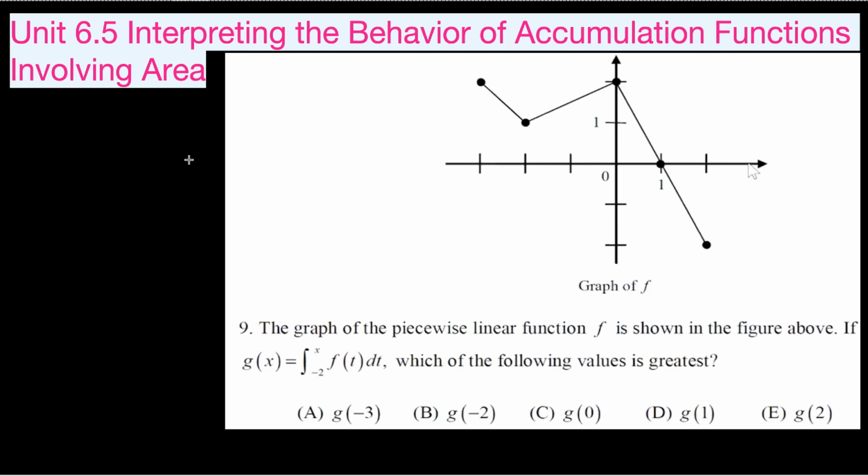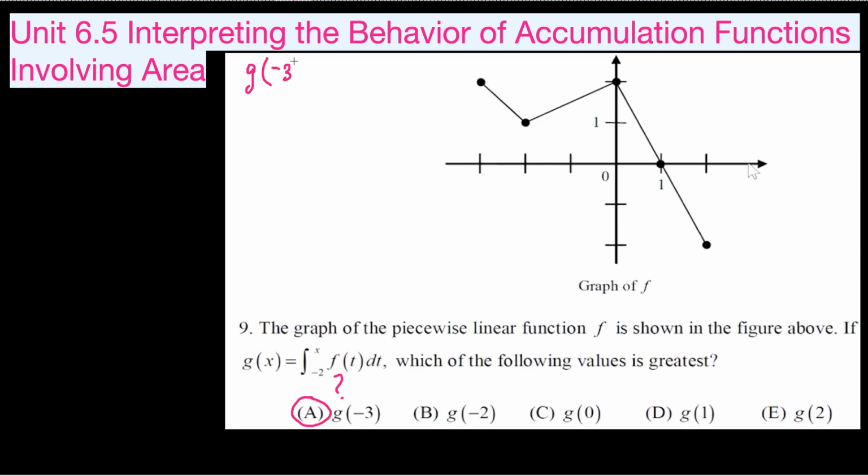So the first thing is just understanding an accumulation function, this first problem that we have in front of us. We want to find out which of the following values is the greatest, where they give you g of x and they define it as the accumulation function of f, where here is f. Let's go through each one of these. Let's look at A to start. Is g of negative 3 the largest? Well, what is g of negative 3?